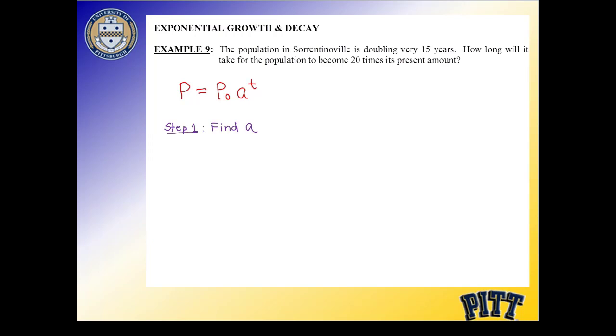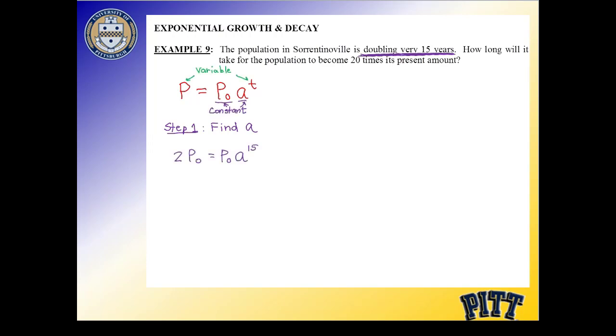P is the final population or final amount. P of 0 is the initial amount. A is basically an exponential base that we have to determine. T is your amount of time. A lot of times it could be in years, but it could be any other amount of time as well. So I want to find A first.